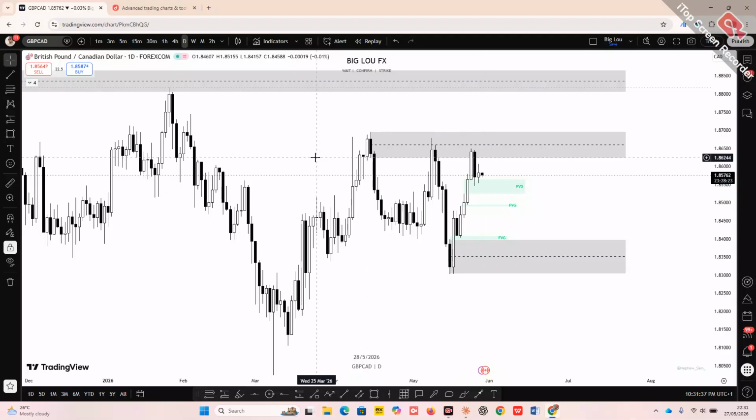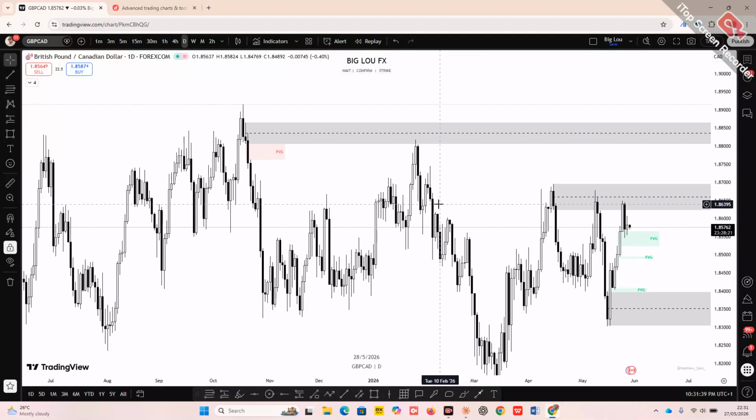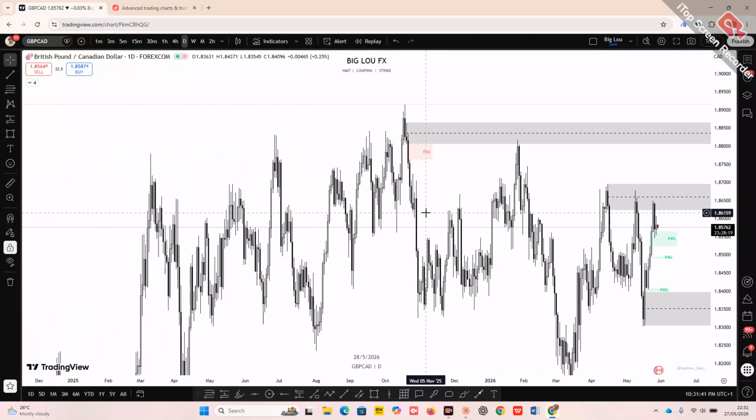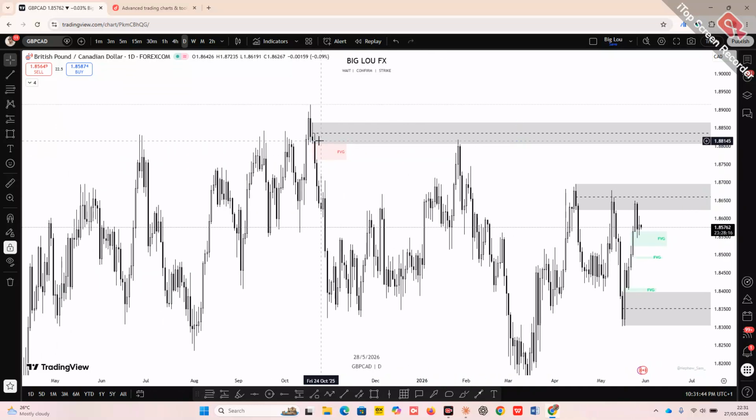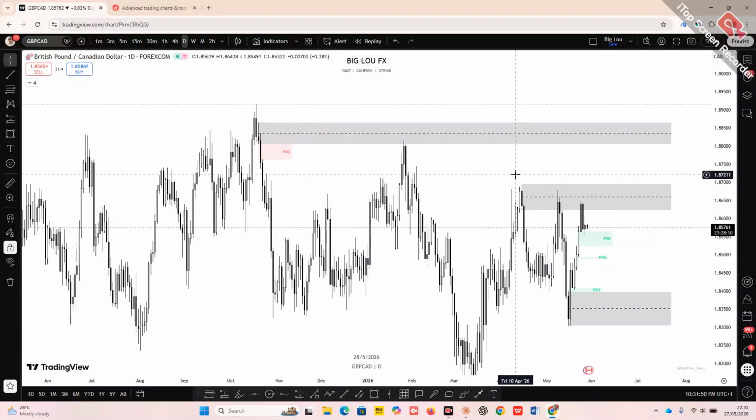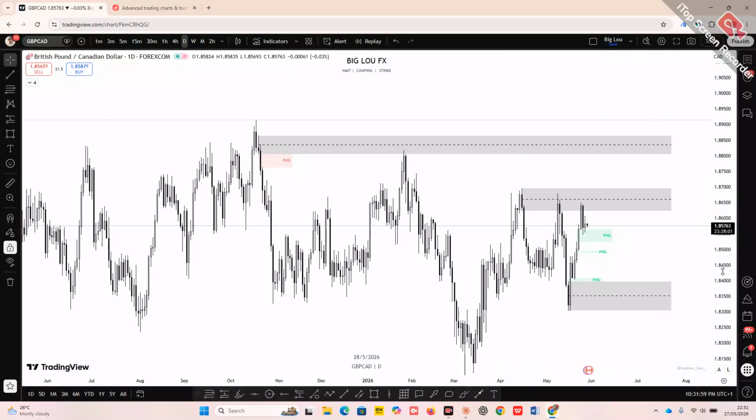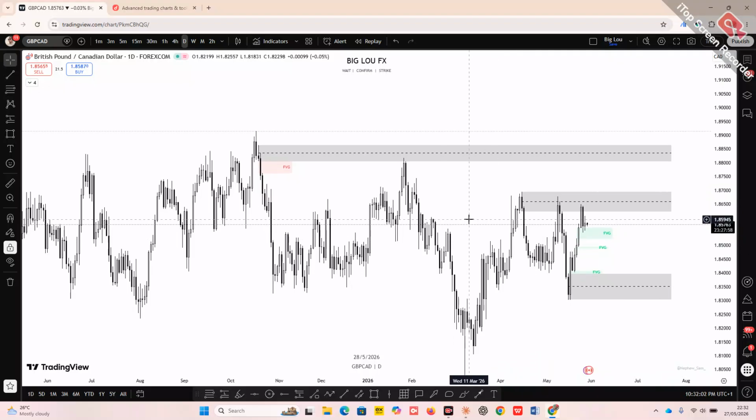So I marked out my supply zones on the higher time frame, on the daily time frame. This is my supply zone. This was where it mitigated, but I still left it there because sometimes a supply zone can be used more than once. You understand? I had to learn that the hard way. Price can retest a zone even though it has actually used that zone before.